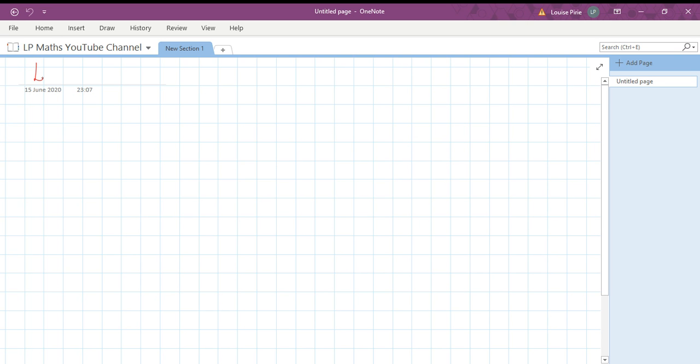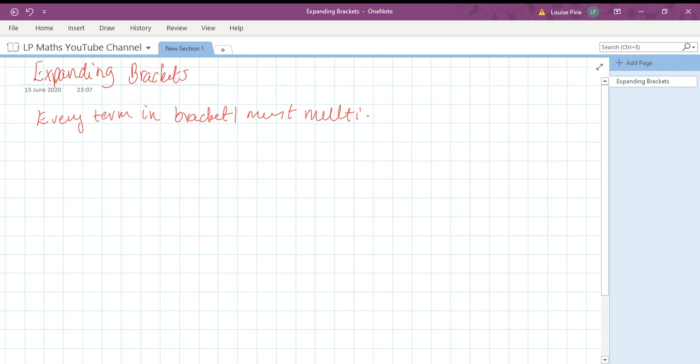Hello everyone, so what we're going to be doing today is expanding brackets, and there is a golden rule for expanding brackets and it's really simple. Every term in bracket 1 must multiply every term in bracket 2. Okay, and how we're going to do that today is a process called rainbows. I'm just going to be doing it by example.